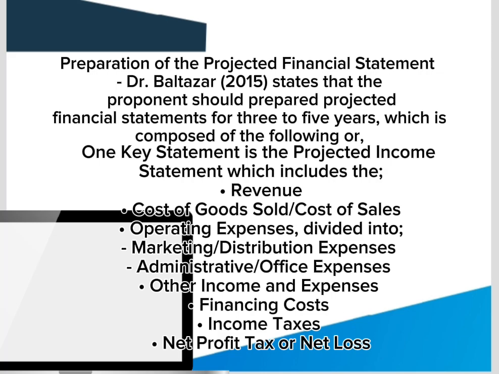So next is other income and expenses. These are non-operating items not related to core business operations. Next is financing costs, also called interest expense. This refers to the cost of borrowed funds. Next is income taxes, which is tax owed based on the taxable income. The last is net profit after tax or net loss. This is the bottom line of the projected income statement.